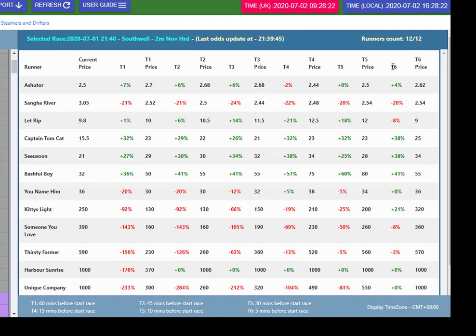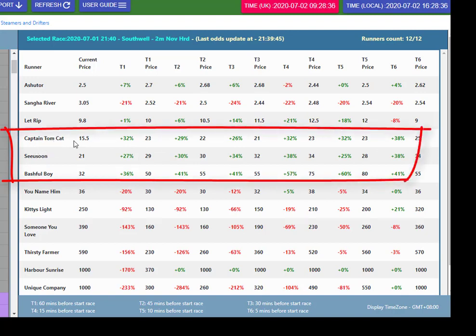Okay. And for this selection criteria, and I've got this set for 10 seconds before the official off, we want to find horses that are green right across. If we look at Captain Tomcat, he's green. The time zones from T1 through to T6, every one of them is green. So that's a selection because it's all green. If we look at See You Soon, that's all green as well. And then we look at Bashful Boy, and it's all green as well.